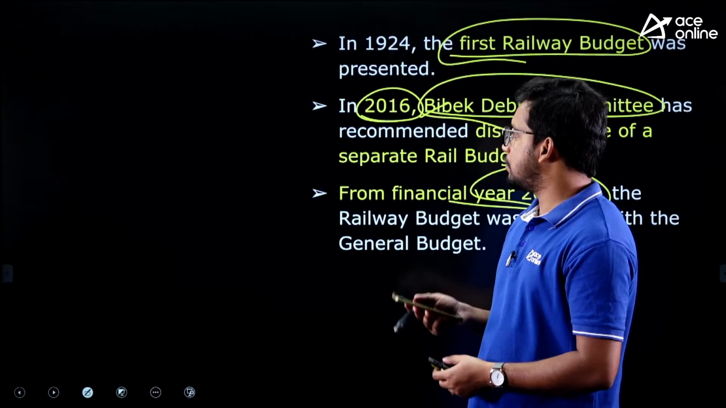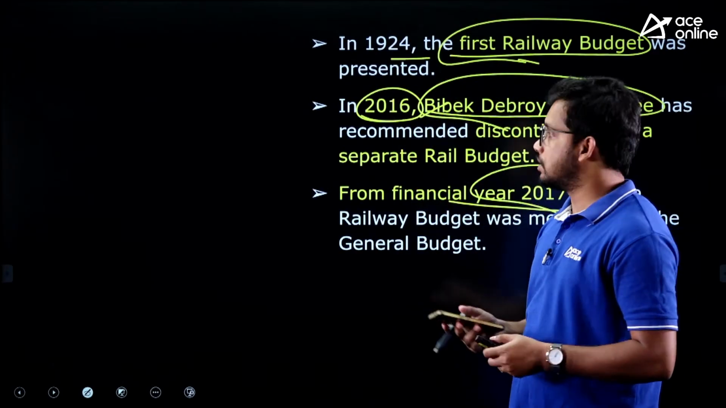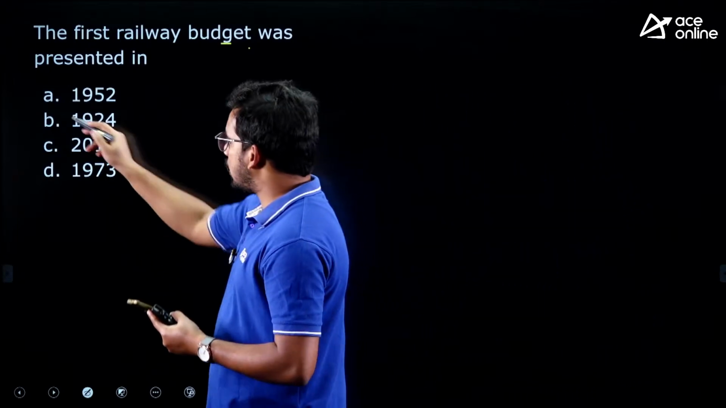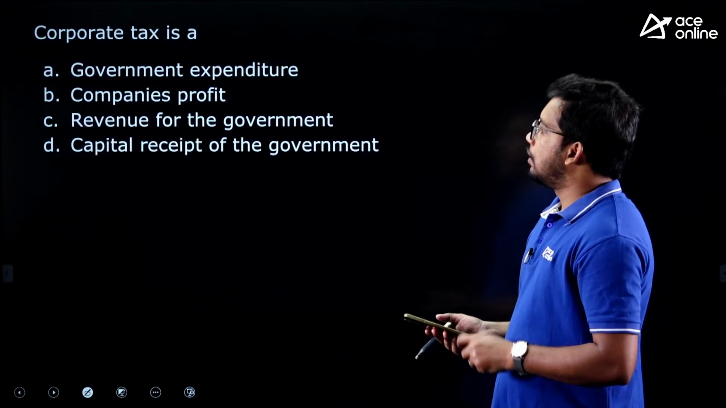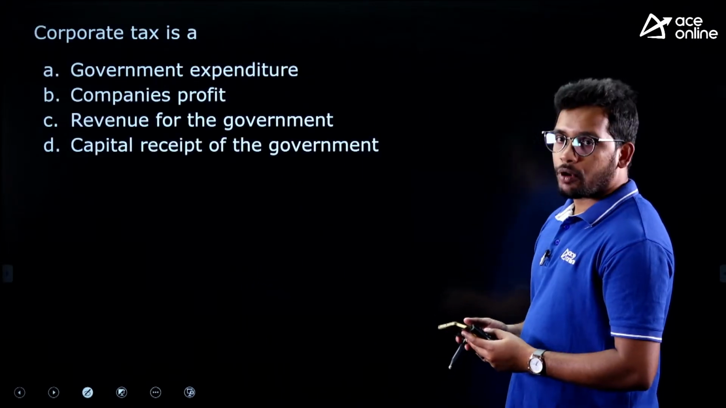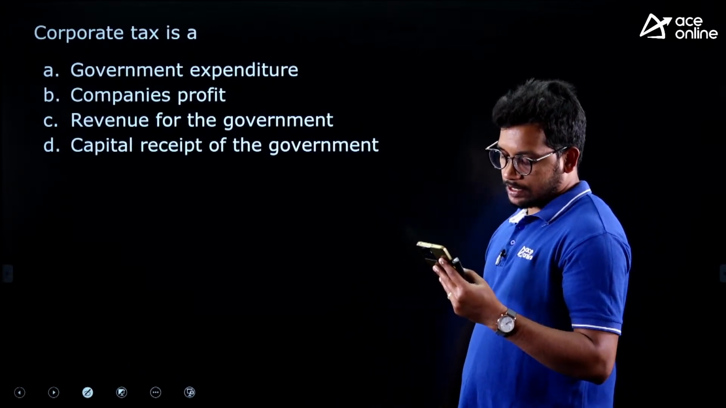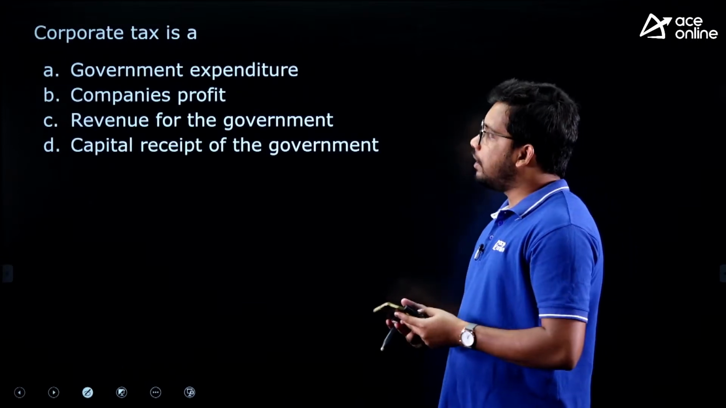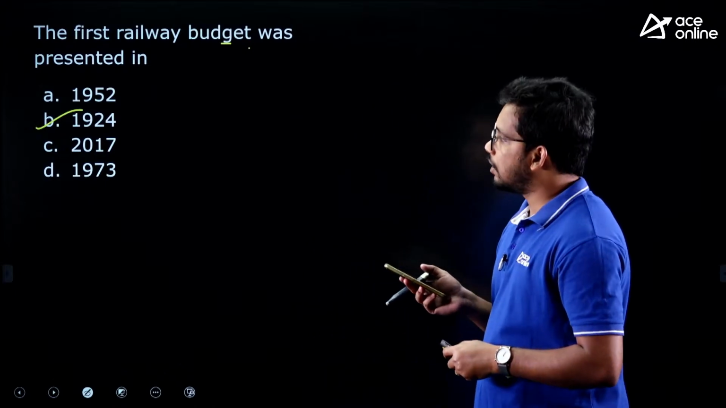We just discussed that in 1924, the first railway budget was presented. Right, Jahnavi, you are correct. So the answer is B, 1924. Next question: corporate tax is a... What is the corporate tax? Chakradhar and Jahnavi have answered it correctly, right?